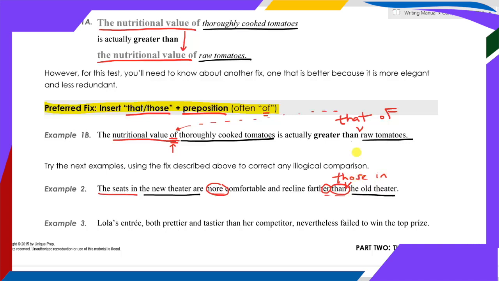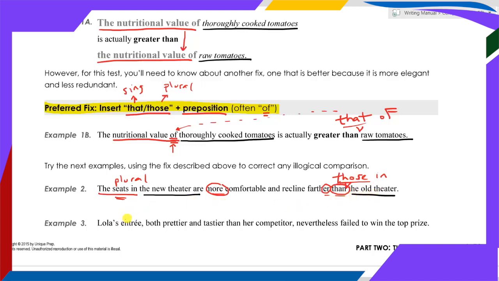Now, notice I used a that in this previous example. I'm using a those in this example. We use that to refer to a singular noun and those to refer to a plural noun. And in this case, I have seats, which is plural. So I need to replace seats in the second half of the comparison with a plural pronoun, those, not a singular pronoun, that. So: the seats in the new theater are more comfortable and recline farther than the seats in, or those in, the old theater.